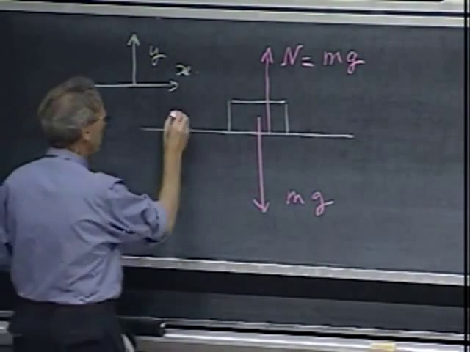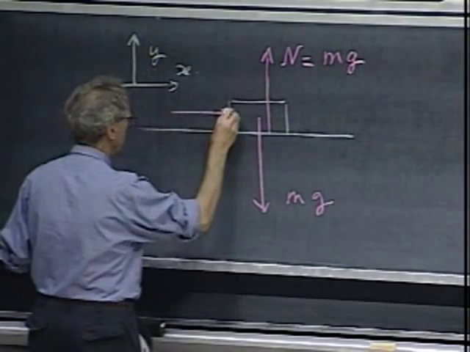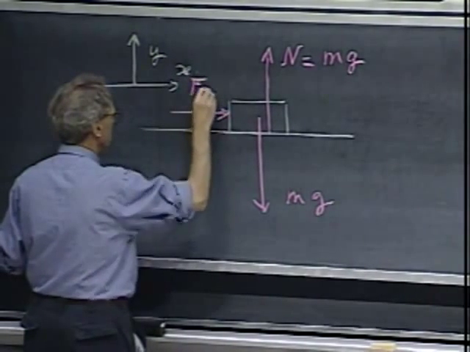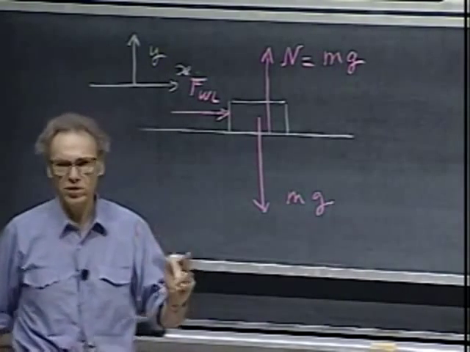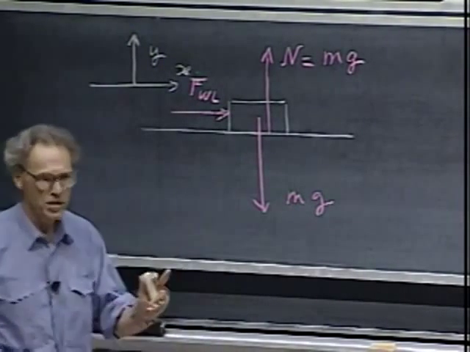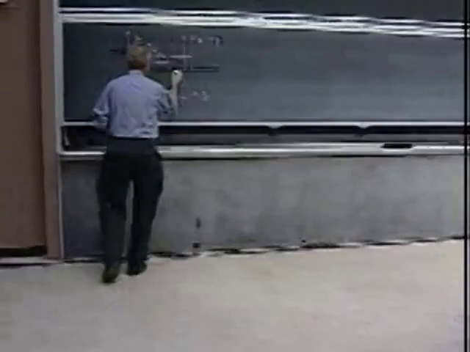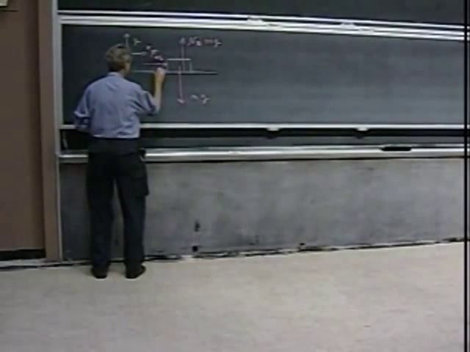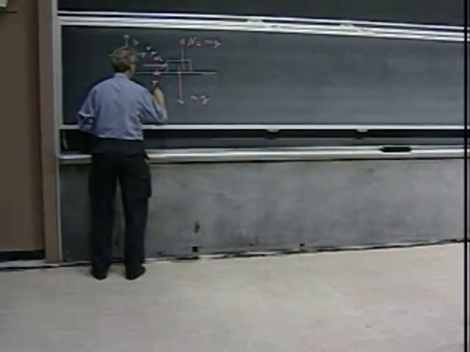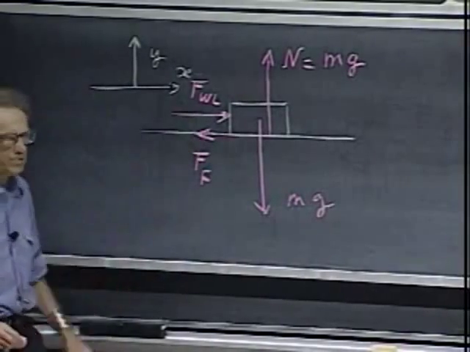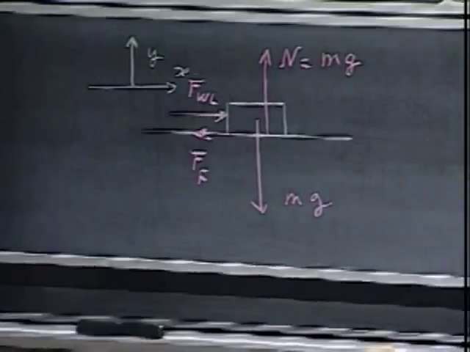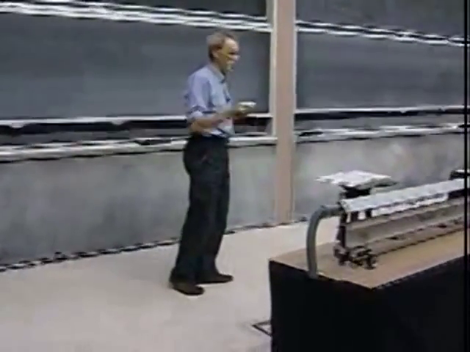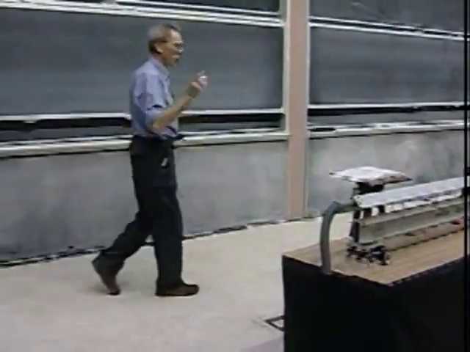Now, I am going to push on this object with a force F. And we know that the object in the beginning will not start accelerating. Why is that? That's only possible because there is a frictional force which adjusts itself to exactly counter my force. I push harder and harder and harder, and there comes a time that I win. And the object begins to accelerate.